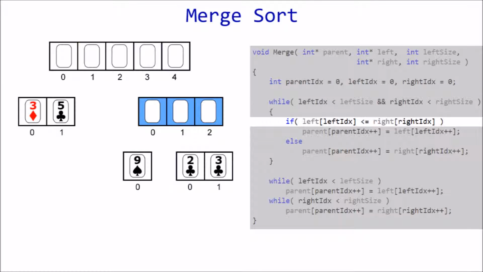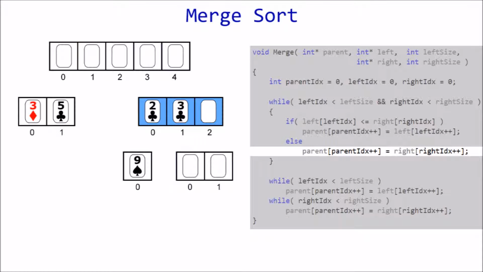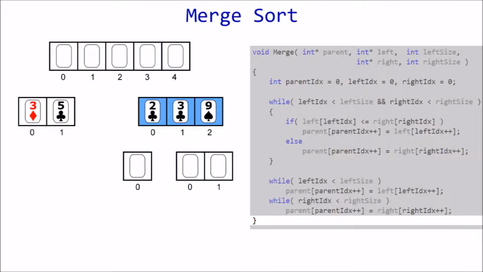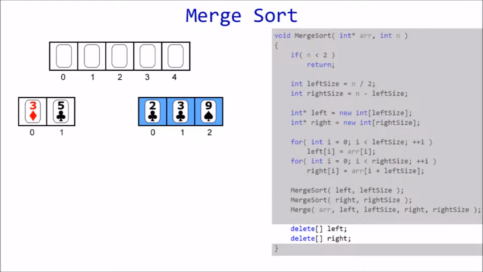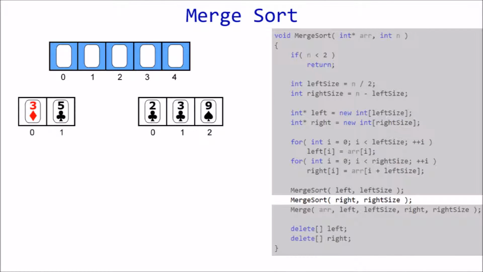Enter the loop. 2 is moved first, then 3, and then 9. Delete the temporary arrays and return to recursion level 0. We're now ready for the final merge.